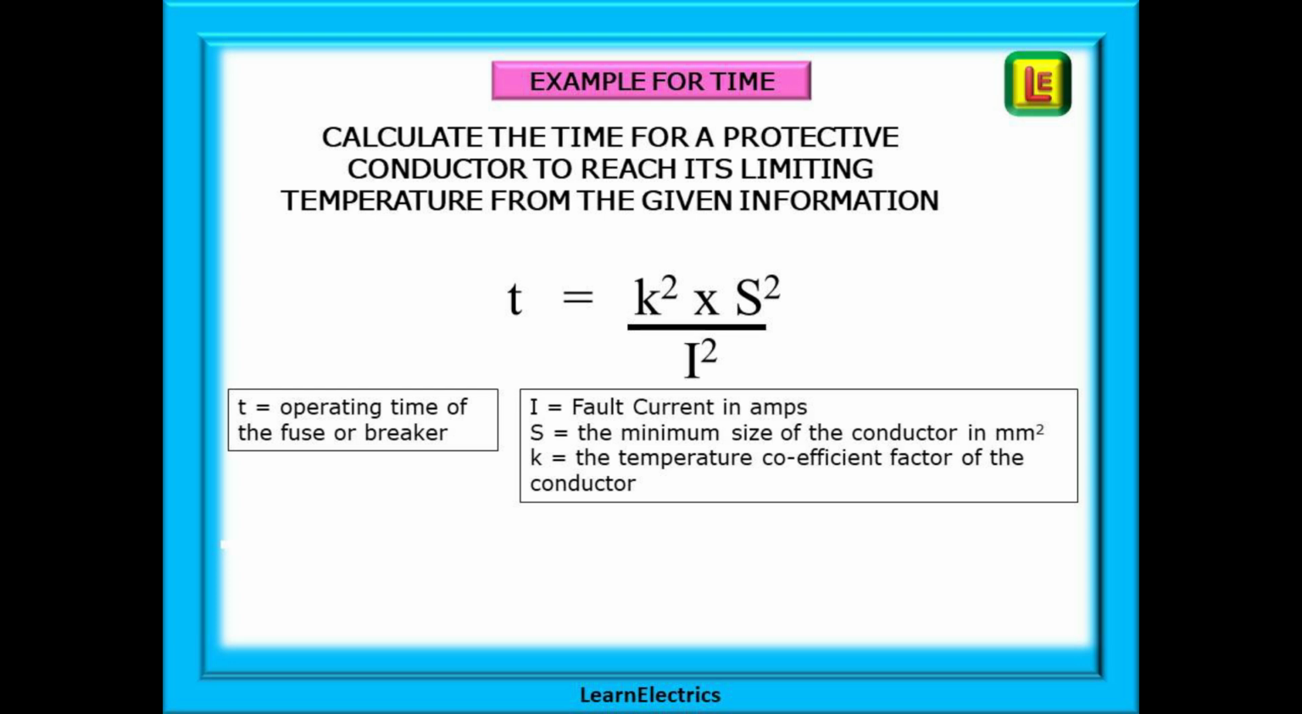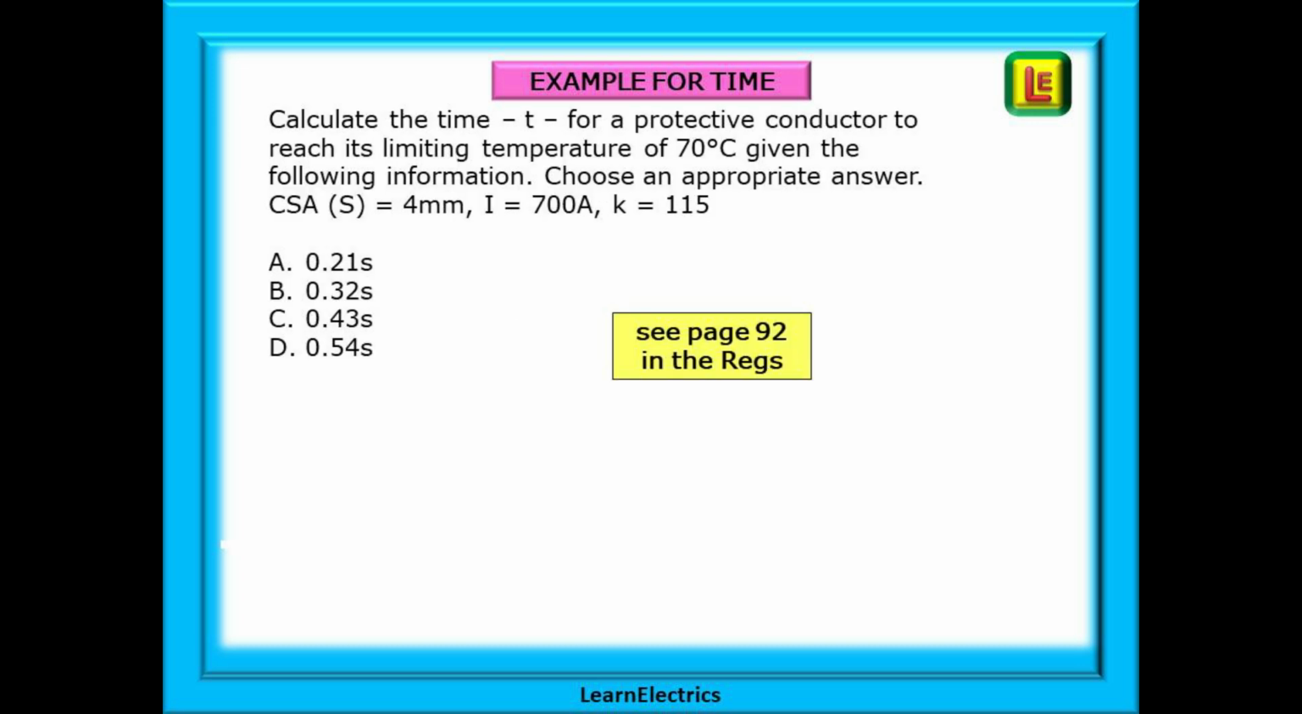This is the formula, and below it the meaning of the symbols again. This equation begins with T for time. In our example, we want to calculate the time T for a protective conductor to reach this limiting temperature of 70 degrees centigrade. Given the following information, we must choose an appropriate answer. The given information is the CSA or size of the cable is 4 millimeters, I is 700 amps and K is 115. This formula is shown on page 92 of the wiring regulations.